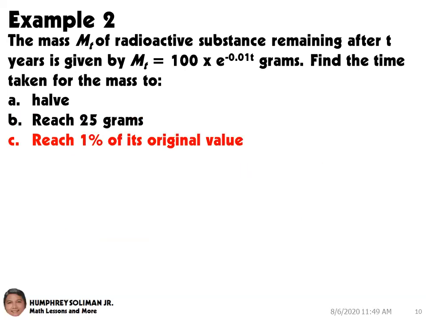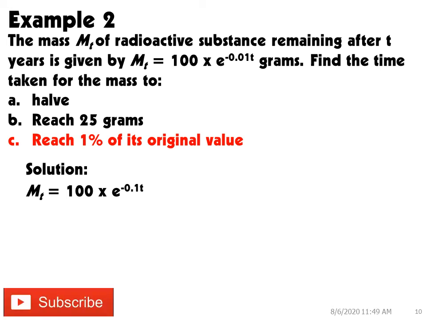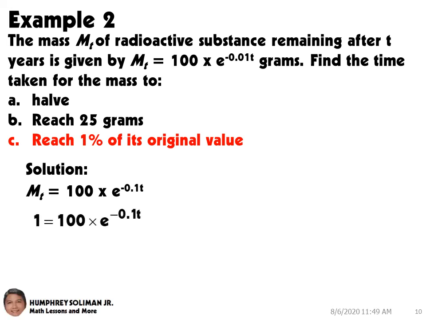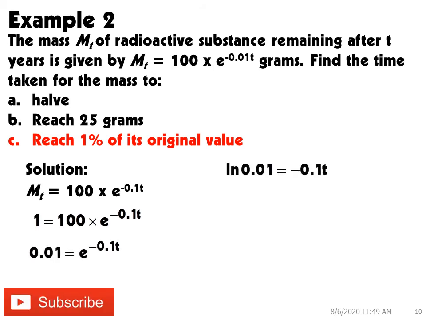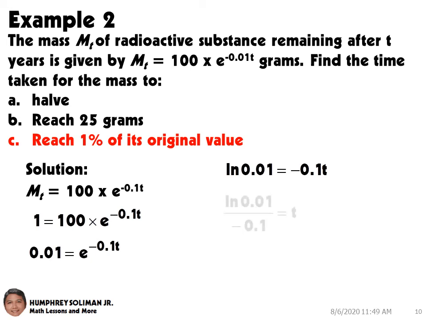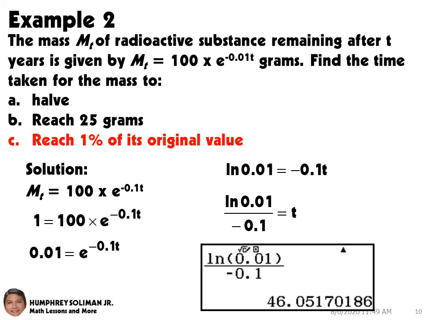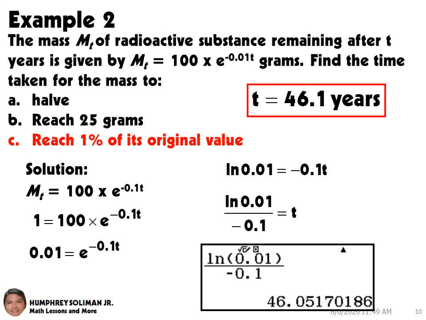Now, the solution for letter C starts with the given equation for the mass. Then, we substitute the 1 gram for Mt. Next, we write the equivalent logarithmic equation using natural logarithms. Next, we solve for the time. Next, we use a calculator to solve for the variable t. Now we have t equals 46.1 years.